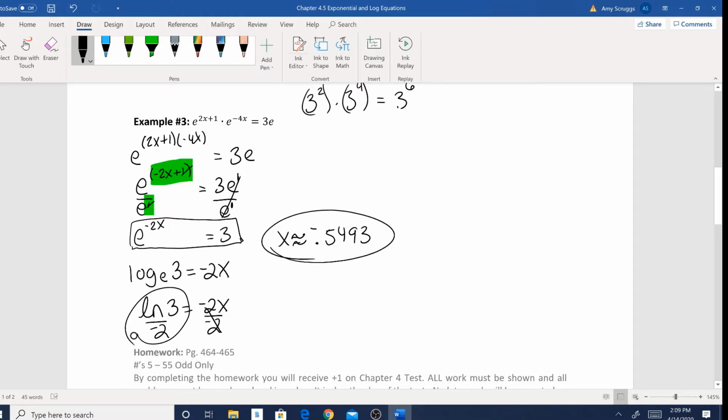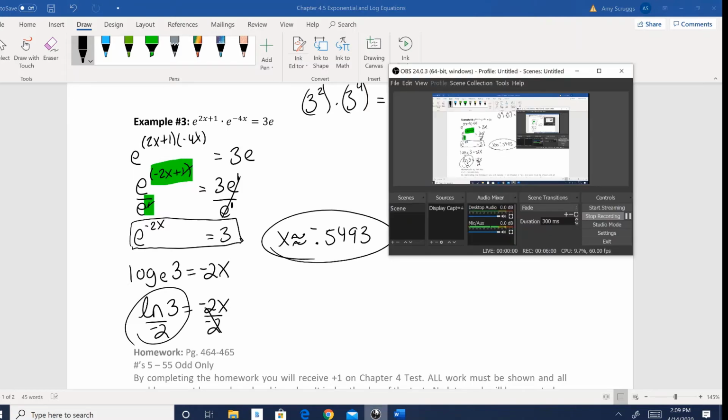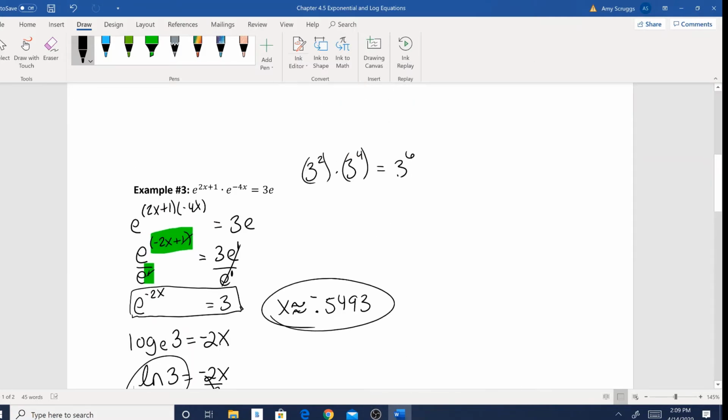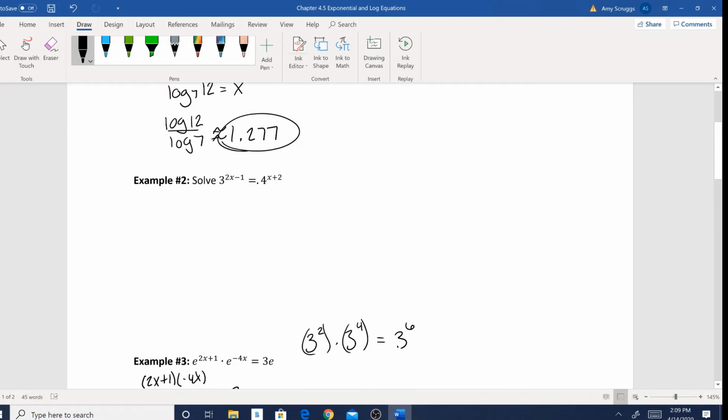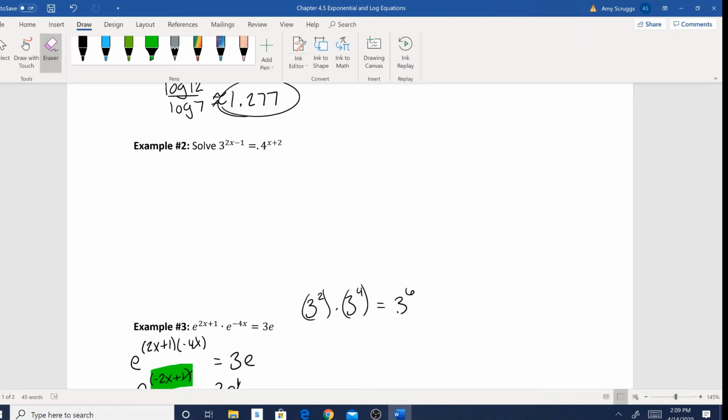Let me see how much time I've got left. I'm going to try and squeeze this in. Oh yeah, I've got plenty of time. I'm going to go ahead and do this middle problem now, and I'll tell you that it is a long problem. You might need some extra paper.